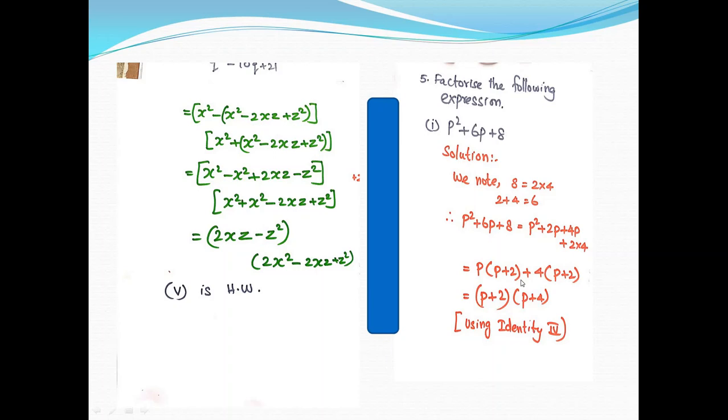Again in this step you can see that p plus 2 is the common factor. So write p plus 2 as common factor multiplied by p plus 4 using identity number 4. Let us move to the next exercise.